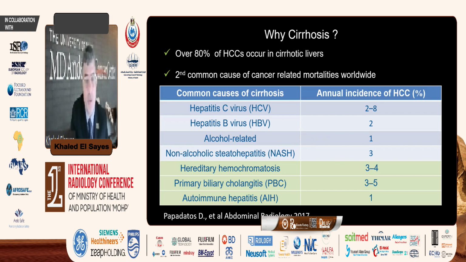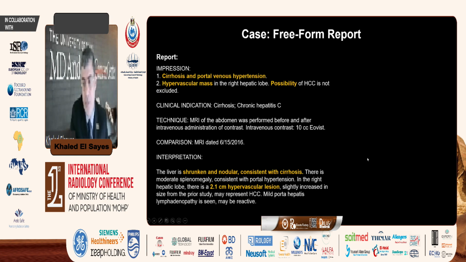Why cirrhosis? Because over 80% of hepatocellular carcinomas occur in cirrhotic liver. This is the second common cause of cancer-related mortalities worldwide, and we know these are the common causes of cirrhosis, and that's why it's also endemic, or it's very common in my beloved homeland, Egypt, as well. And that's why we have to really pay a lot of attention to this.